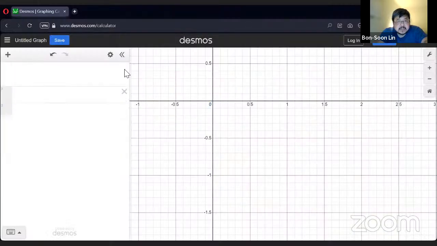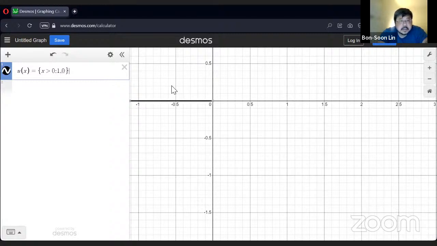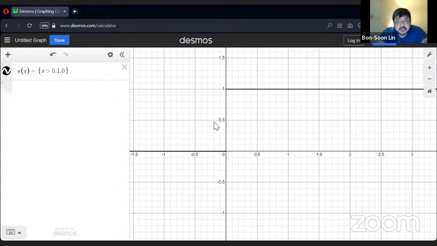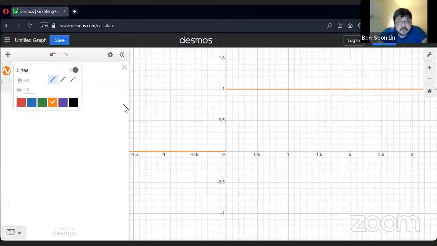Say I delete these graphs. We can define our own unit step function. Now, for the piecewise function, you use curly braces, and I say, okay, u of x, when x is greater than 0, is the function, colon, I want it to be 1, comma, otherwise, I want it to be 0. Okay. So that is this function. You see, that's the unit step function right there.